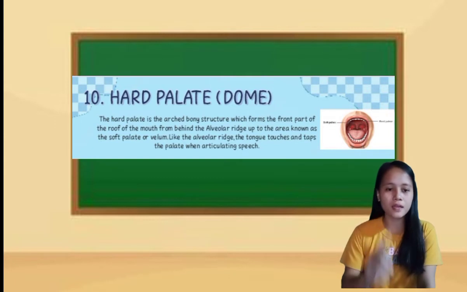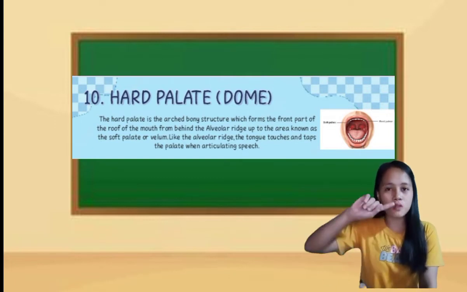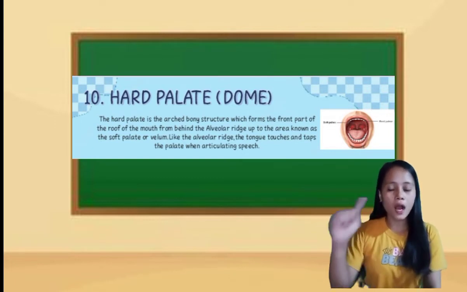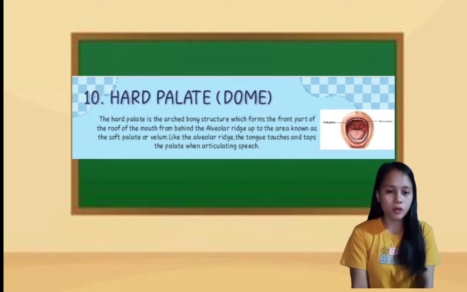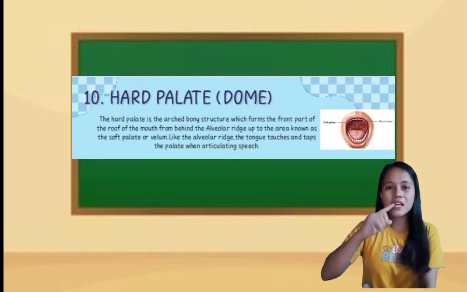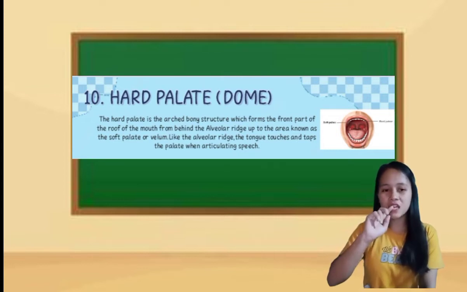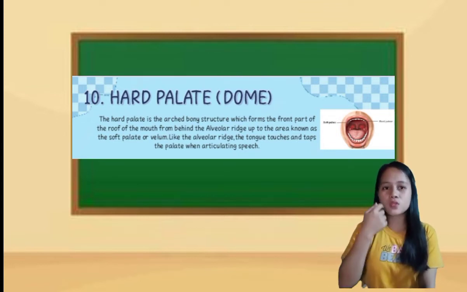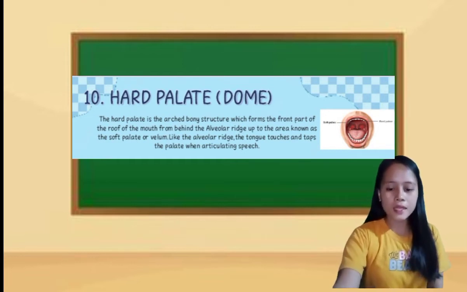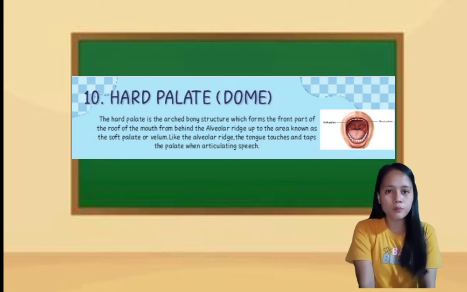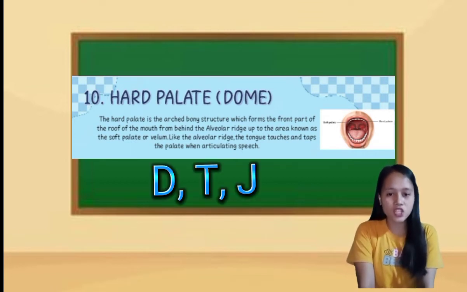The soft palate. The hard palate is also known as the roof of the mouth. So this part, from behind our alveolar ridge up to our velum, that is what we call the hard palate. And they produce sounds D, T, and J.